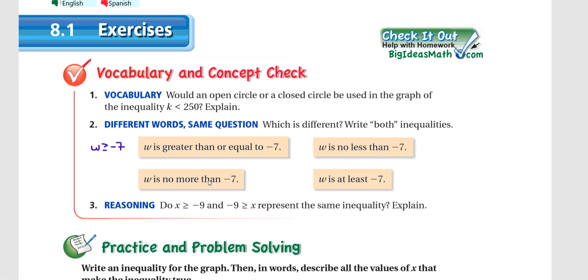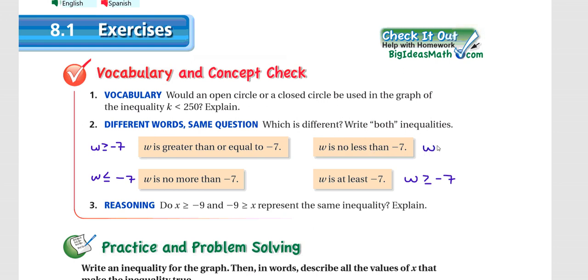W is at least negative 7. Remember, you must be at least this tall to ride this ride. You must be greater than or equal to negative 7. And W is no less than negative 7. If you're not less than negative 7, you could be greater than or equal to negative 7. So which one of these is different?